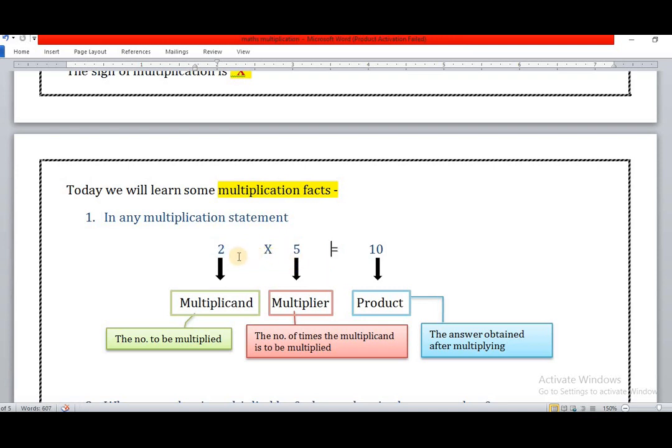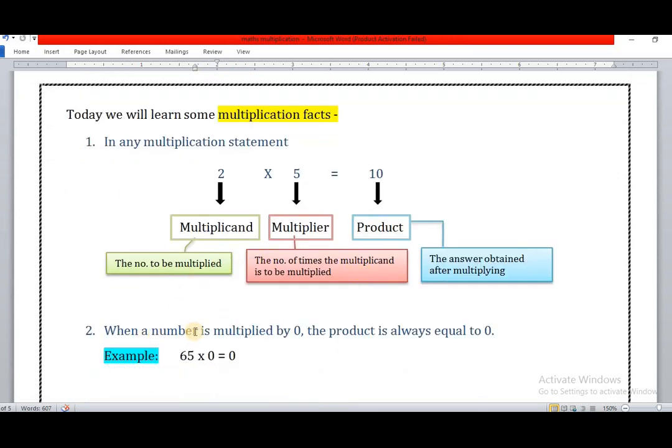Clear? Once again we will do this. 2 is the multiplicand, the number to be multiplied. 5 is the multiplier, the number of times this multiplicand, or this 2, is to be multiplied, and 10 is the product or answer.